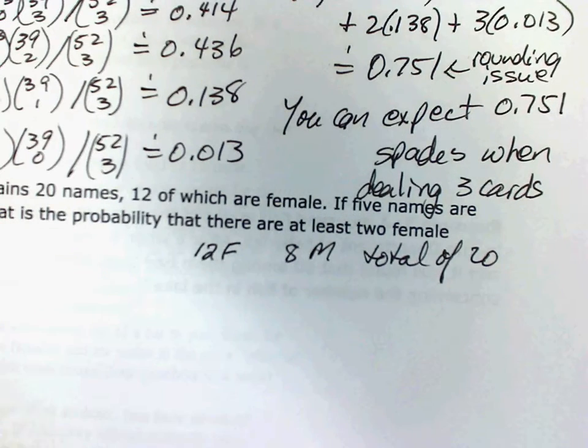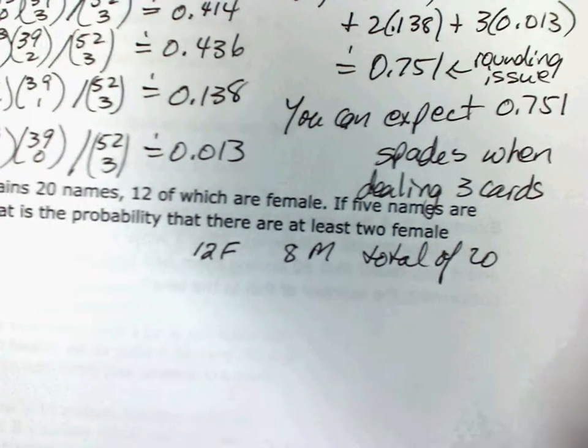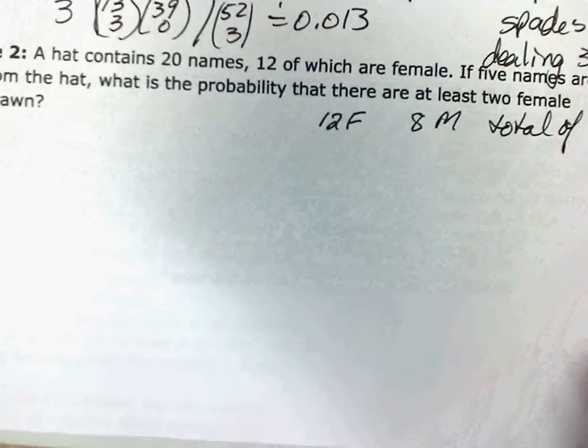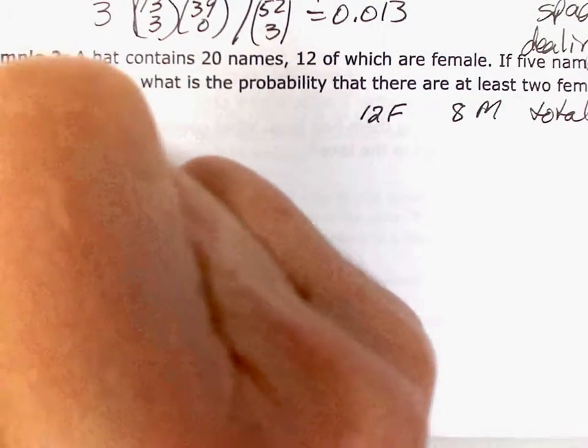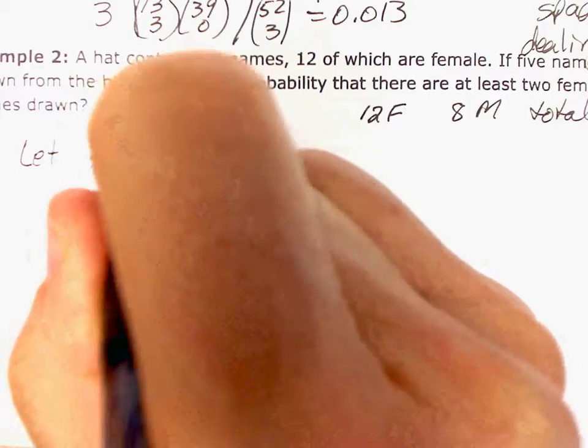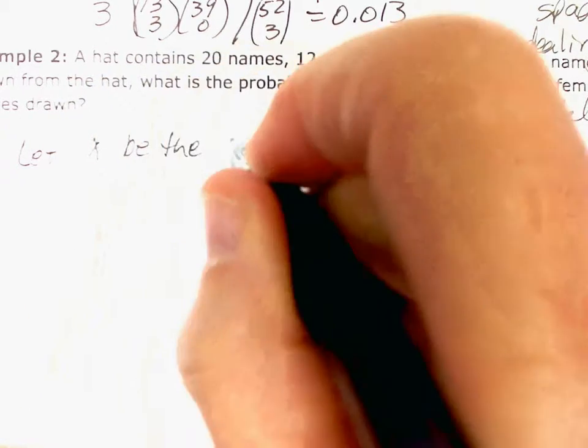What is the probability there's at least 2 female? So let X be the number of females.